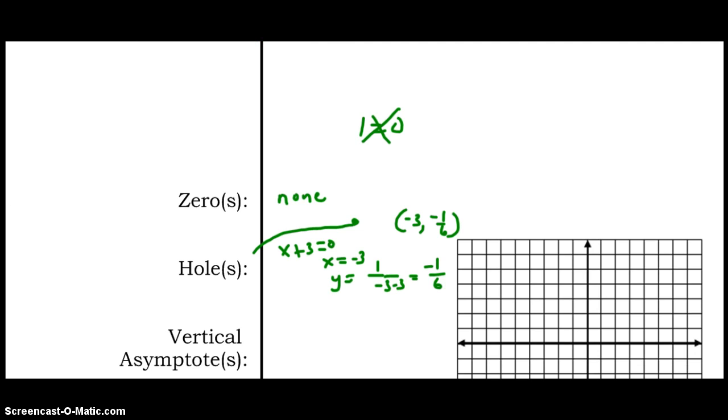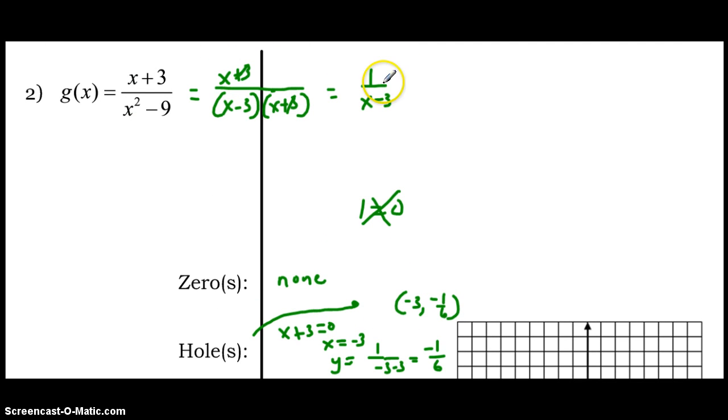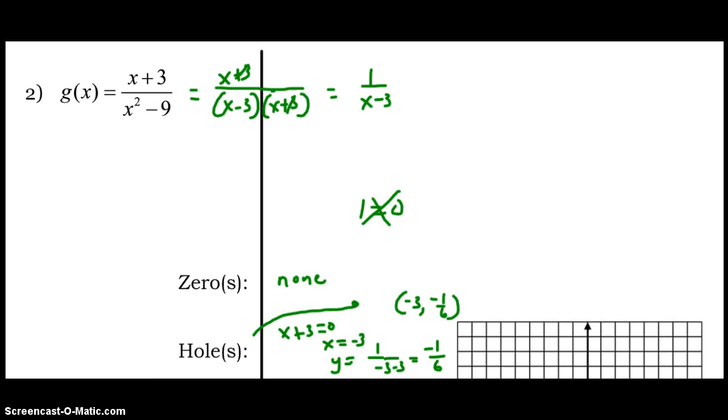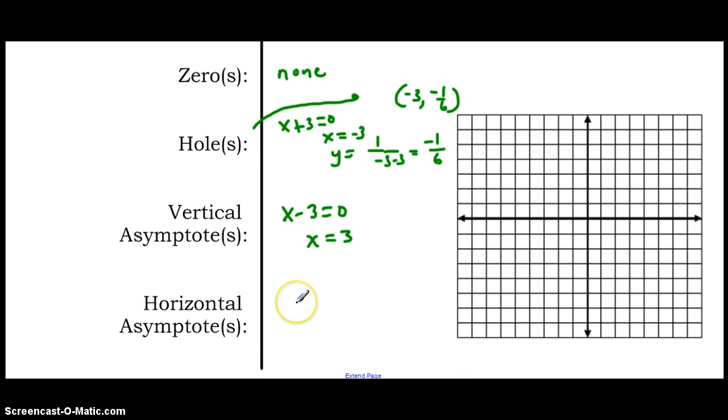For our vertical asymptote, we're looking at the simplified version of our function, and we would set the denominator equal to 0. So x minus 3 equals 0, and it would have a vertical asymptote of x equals 3 when we solve for x. For our horizontal asymptote, the degree in the bottom is bigger than the degree in the top. So it would have that first case that we talked about, of y equals 0.